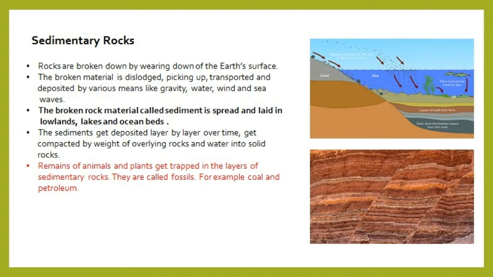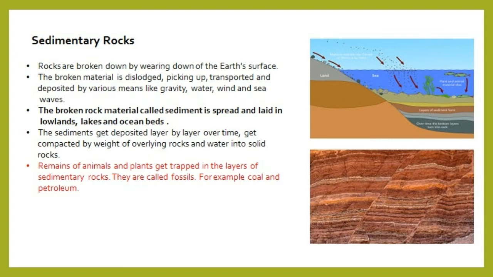There are many more agents of erosion, but here I have mentioned only a few. The broken rock materials called sediments are spread and laid in lowlands like lake and ocean beds. These sediments get deposited layer by layer over time and get compacted by the weight of overlying rocks and water into solid rocks. One of the very important characteristics of sedimentary rock is fossils. Remains of animals and plants get trapped in the layers of sedimentary rocks, and they are called fossils. For example, your coal and petroleum.